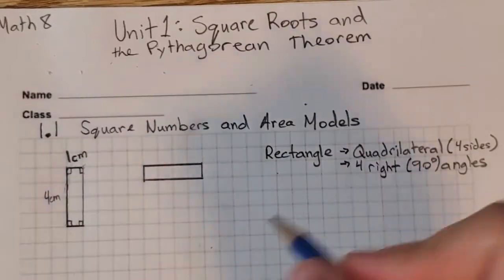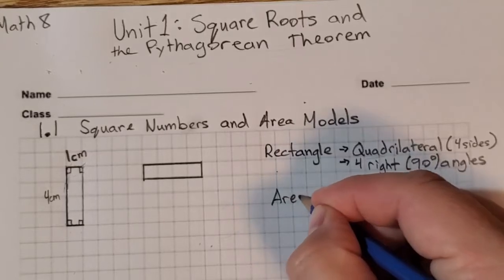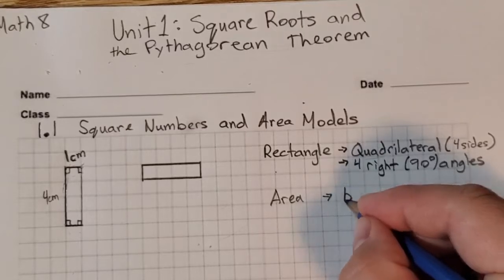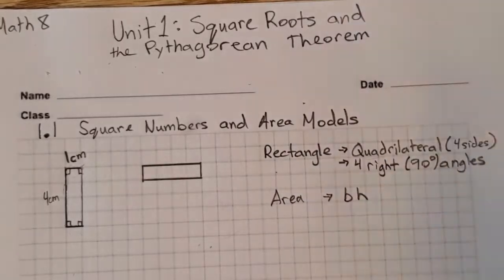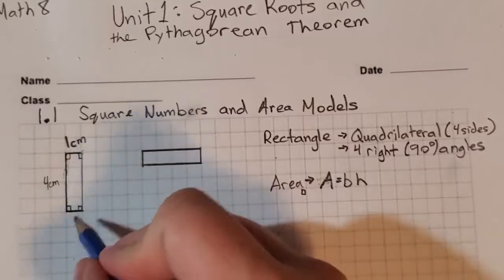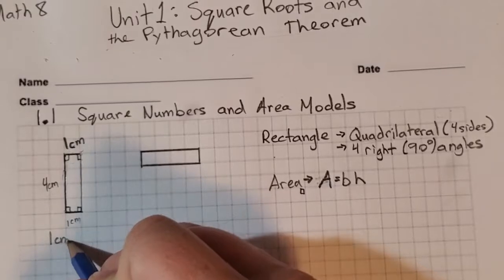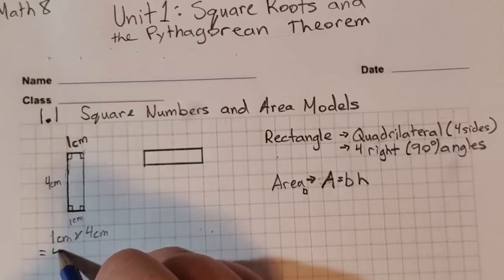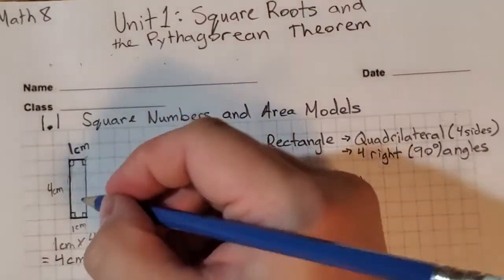So for this one, remember, area of a rectangle is base times height. Area equals base times height. Here, our base is this bottom one, which, if the top is 1 centimeter, is also 1 centimeter. So it's 1 centimeter times 4 centimeters, which equals 4. Centimeter times centimeter is centimeters squared. So that is our area in the middle here.